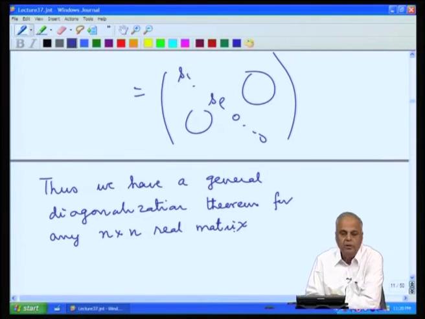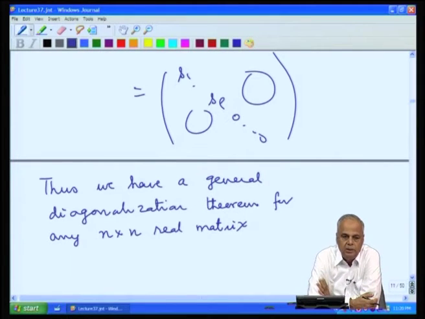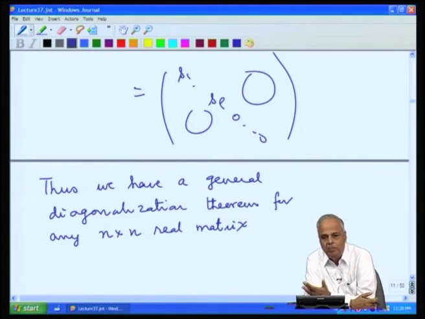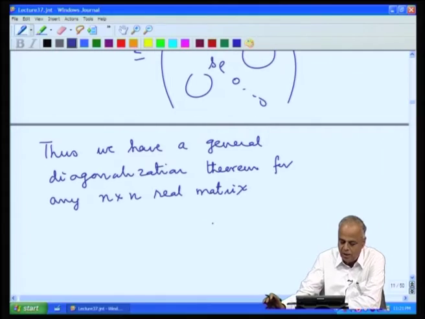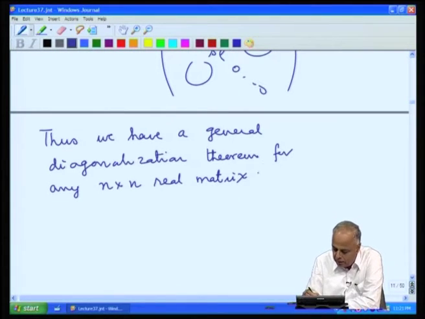Recall that when we talked of diagonalization of the form P inverse A P should be diagonal, we always required that the algebraic multiplicity of the eigenvalue be equal to the geometric multiplicity of the eigenvalue, and we found examples where this was not valid, and therefore, there were matrices which were not diagonalizable in that format. But now we see that if you allow the 2 extreme factors to be 2 different orthogonal matrices, then we are always able to diagonalize a matrix. So, we have this general diagonalization theorem for any n by n matrix.